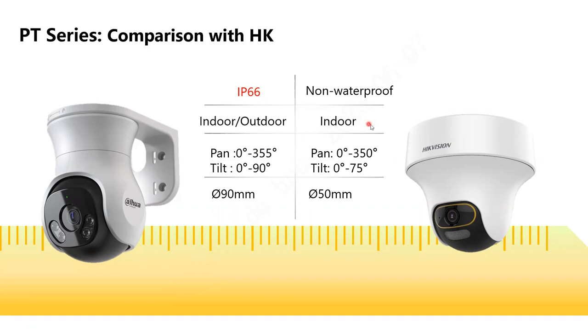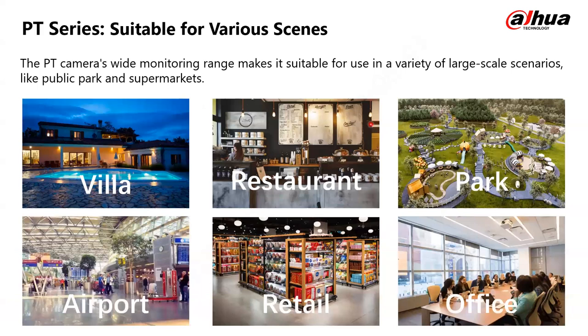So let's move on to something different now: the application scenarios where the PT series can be more suitable. This can be placed in different areas, for example villas, because of its wide monitoring, restaurants with wide dynamic range, and parks, somewhere high in the parks, because it can pan to different angles, closer to 360 degrees. Then again, the vertical tilting can go up to 90 degrees.